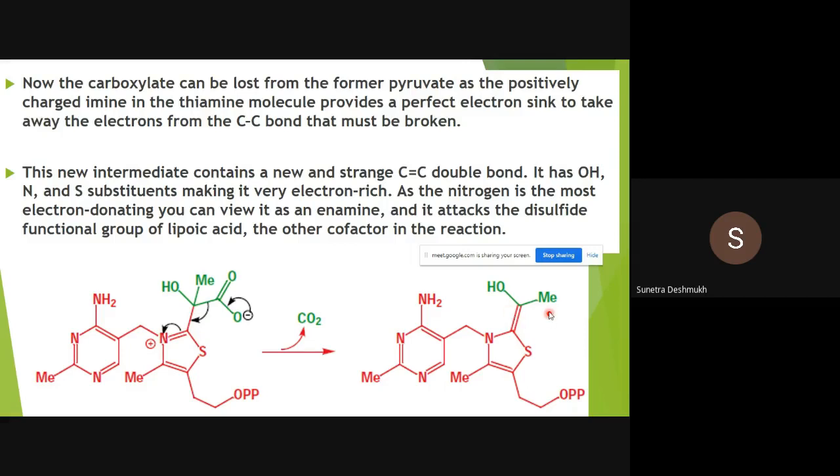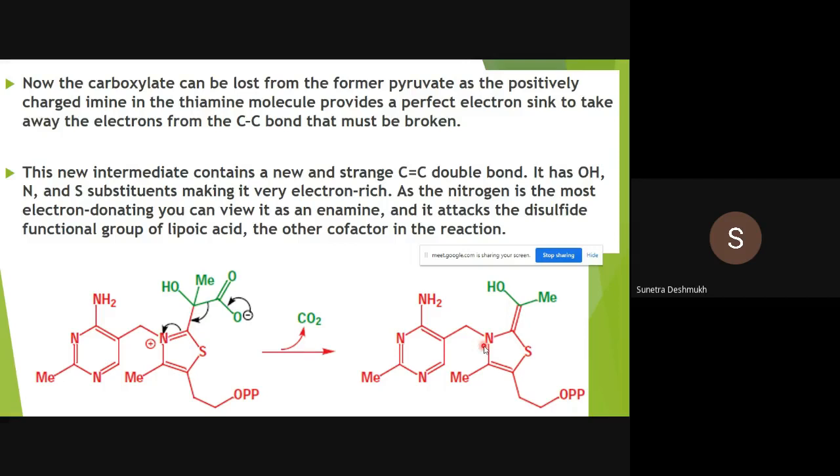The methyl group also shows a plus I effect. Nitrogen also has a lone pair, which also shows an electron-donating effect. That is why this carbon-carbon double bond is very electron rich. As nitrogen is the most electron donating, you can view it as an enamine. So this carbon-carbon double bond next to nitrogen acts as an enamine.